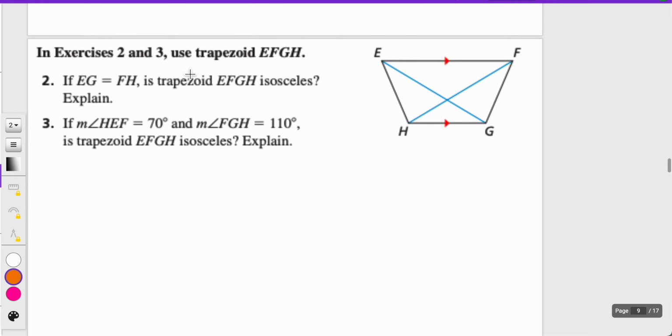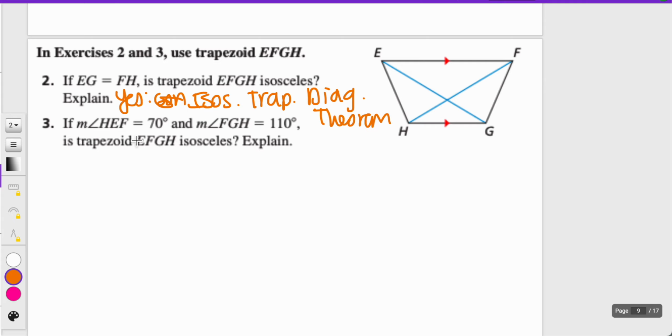All right, in exercises 2 and 3, use trapezoid EFGH. If EG is equal to FH, is trapezoid EFGH isosceles? Explain. We would have to say yes here, by the isosceles trapezoid diagonals theorem.